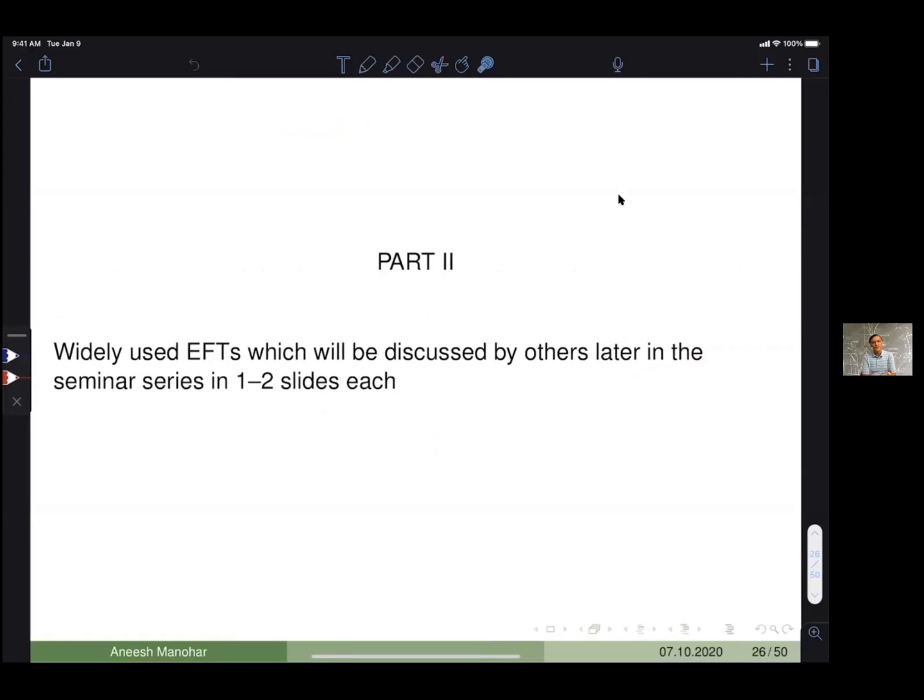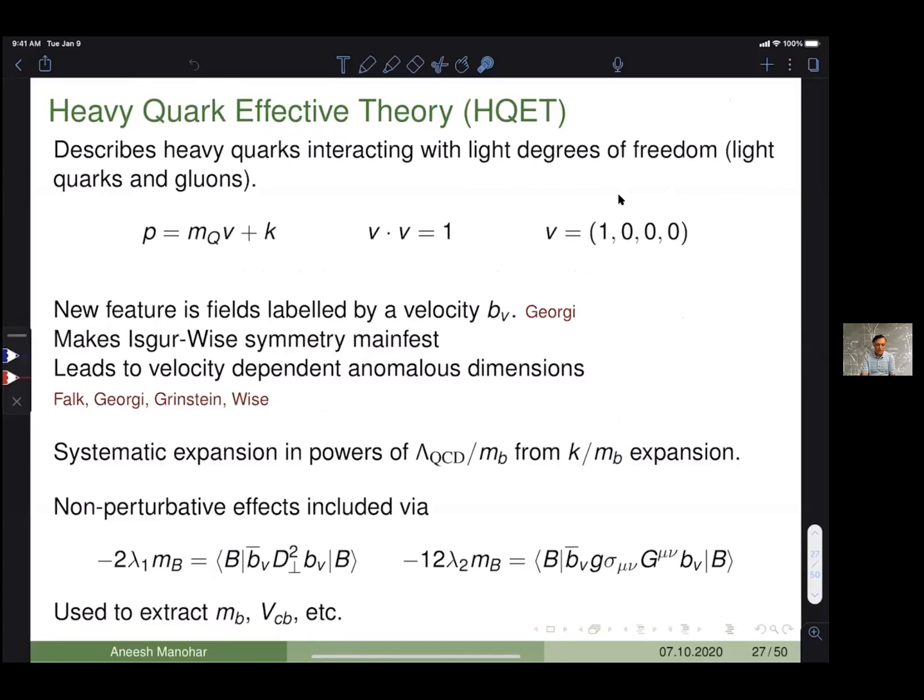Okay, so this is sort of the first part of the talk. And then the second part, the organizers want me to quickly discuss some of the various EFTs which people have worked on recently, and there'll be a whole series of talks with many more technical details on each of these. So I'm just going to give like 1 or 2 slides on each of them and then discuss some things I thought were interesting.